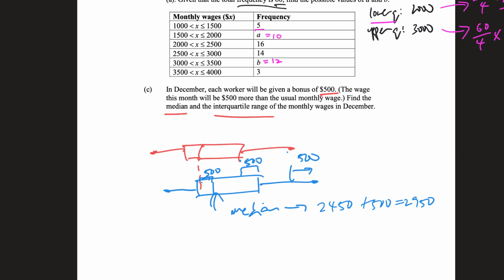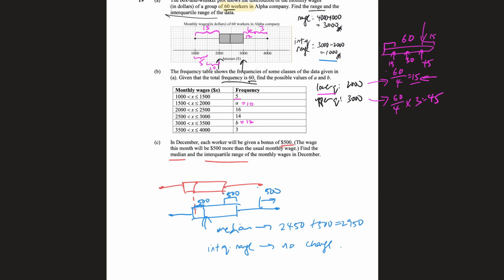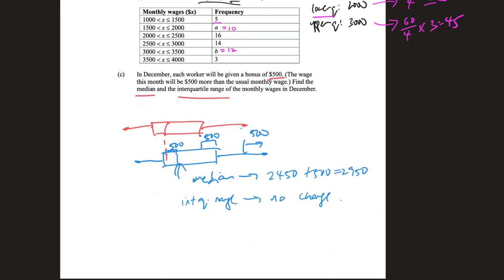The interquartile range is just the distance between the upper and lower quartiles. Since the lower quartile moves up by 500, the upper quartile also moves up by 500. So the range doesn't change, because both of them step to the right by the same amount. The distance between them doesn't change. So the interquartile range has no change, which is still 1,000. And there we go.